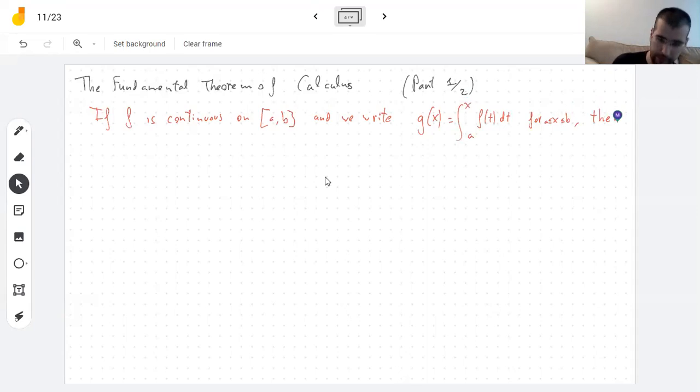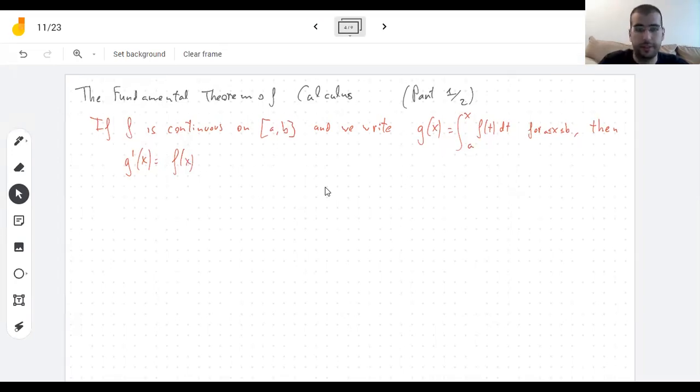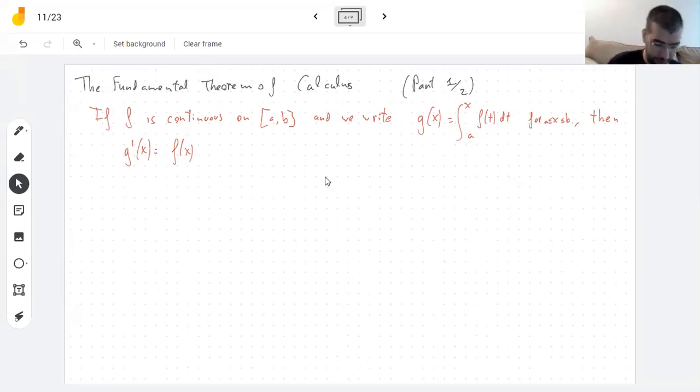Then what happens is that the derivative of g is f. So in words, you do an integral and then a derivative and you get back the same function.